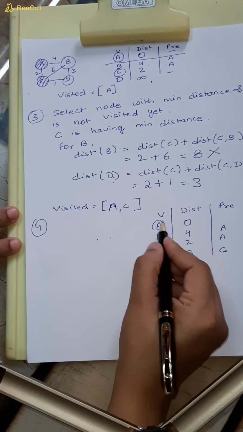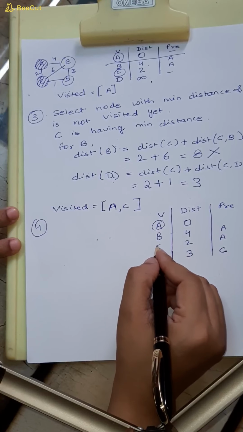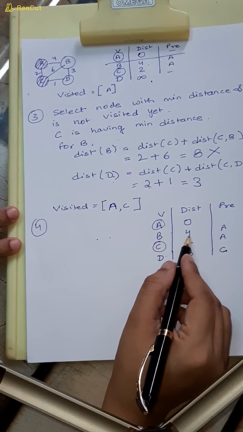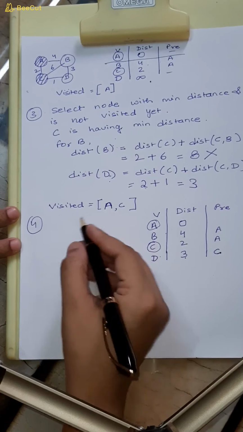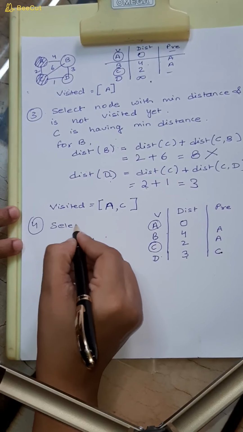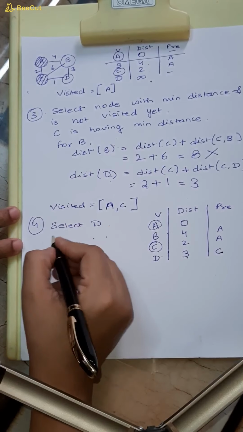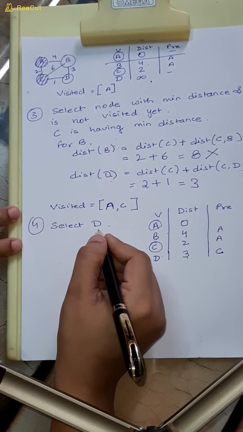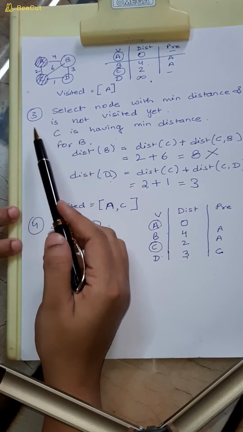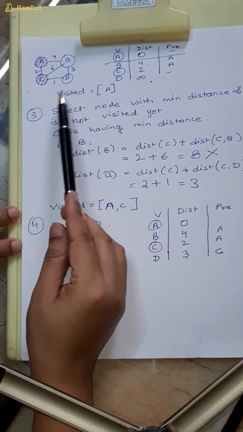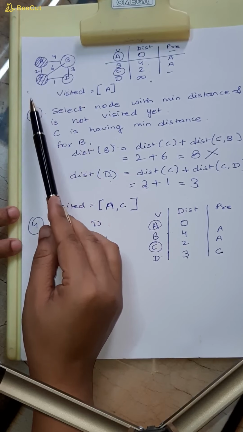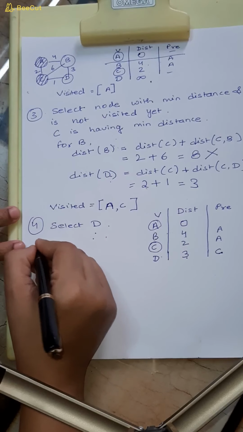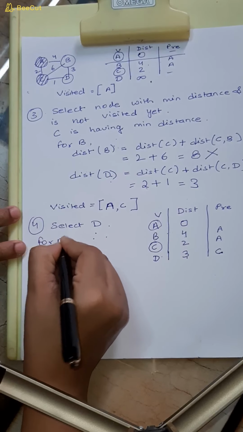Now next step, we have to check. See, A is visited and C is also visited. Now what is left? B and D. Which node is having minimum distance? D is having. So we'll select D because it is having minimum distance. After selecting D, we'll explore the neighbors of D. Now neighbors of D are B and C. See the diagram. For D, neighbors are B and C. C is already visited, so we are not going to touch it. We'll select B.